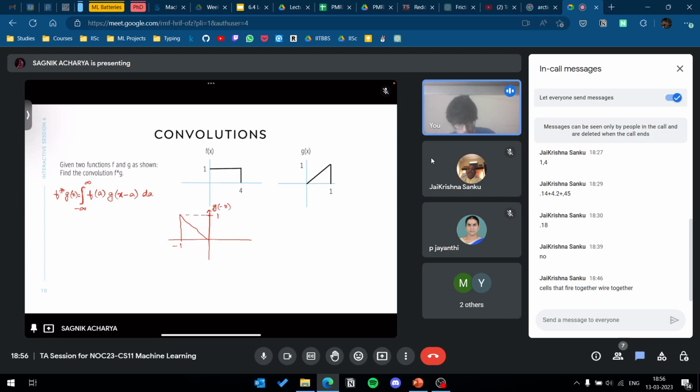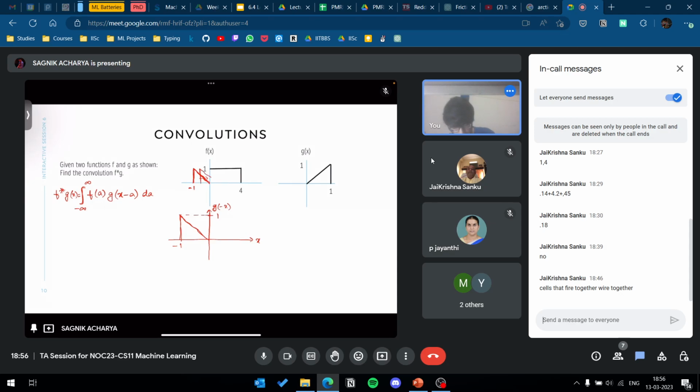And now what you want to do is start sliding this triangle. If I make it on this graph only, I have my g of minus x triangle like this, right? This end is at minus 1, so I'll start moving it.